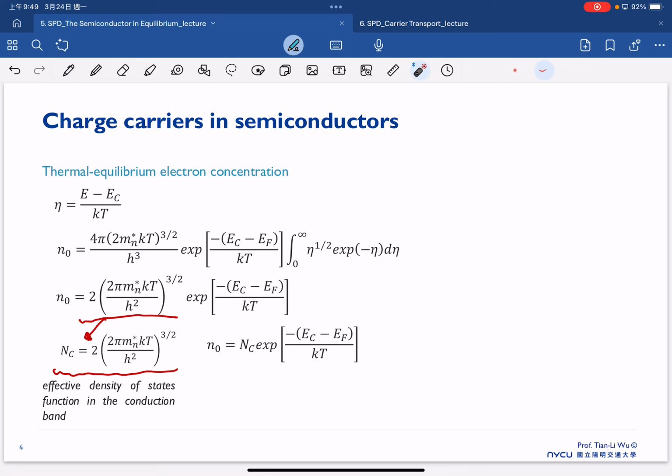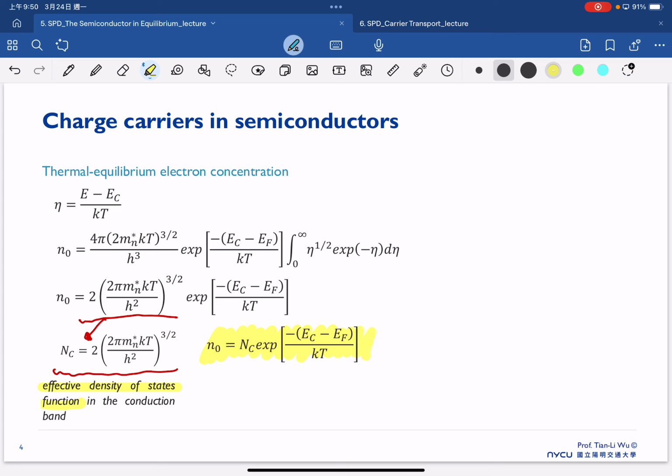If you look at these equations, it's just a constant. It just depends on our material property and temperature, so we can consider this a constant. We define this as NC, which we call the effective density of states function in the conduction band. We consider this a fixed constant number, and therefore in the end we have this equation, which is pretty well known in semiconductors.